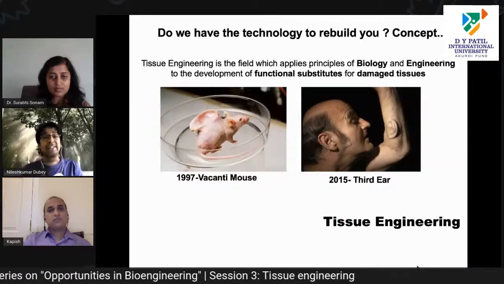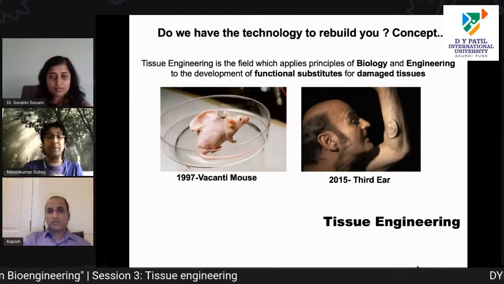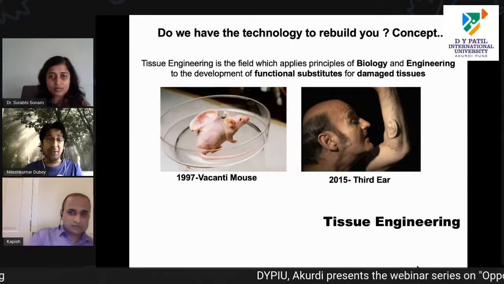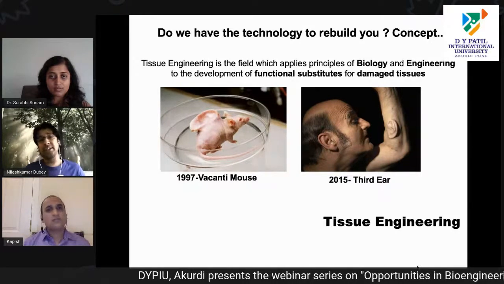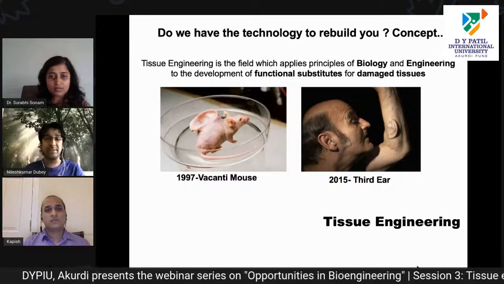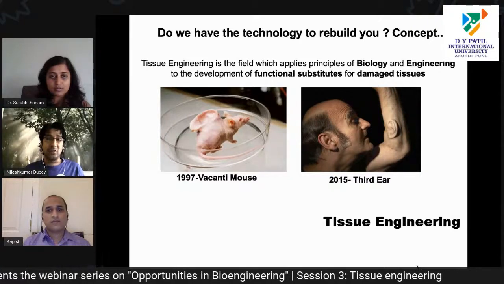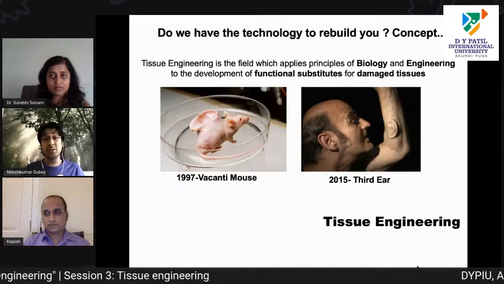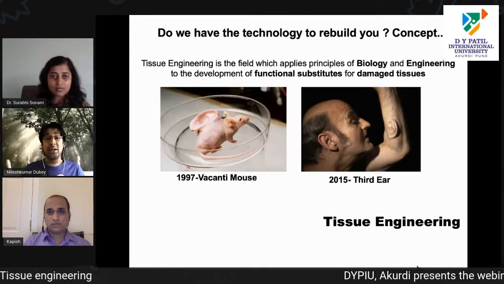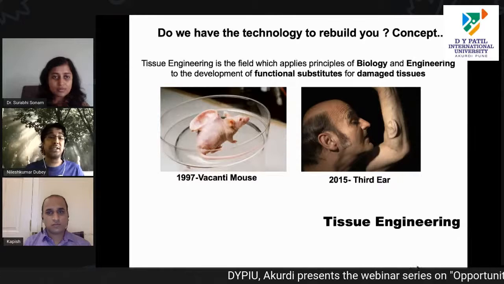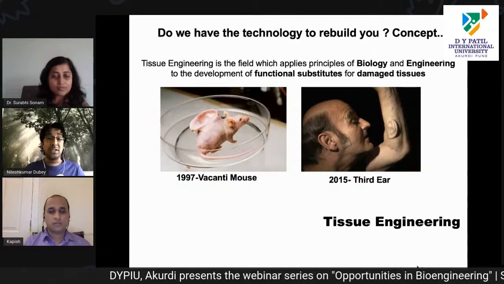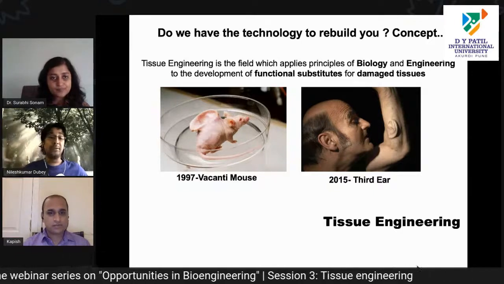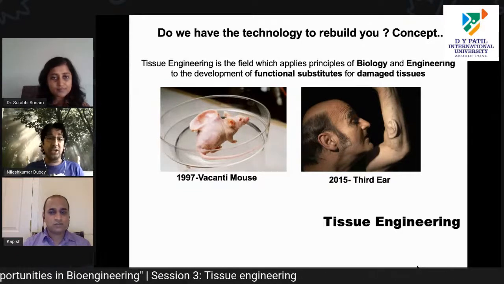In 1997, we might all be familiar with this image of Prof. Vacanti's mouse. I'm very sure even people not working in bioengineering or tissue engineering have seen this. Dr. Vacanti grew an ear on the back of the mouse by combining a principle, what is called the tissue engineering principle, in which he combined biology, using the cells, and a biomaterial to grow the cells.